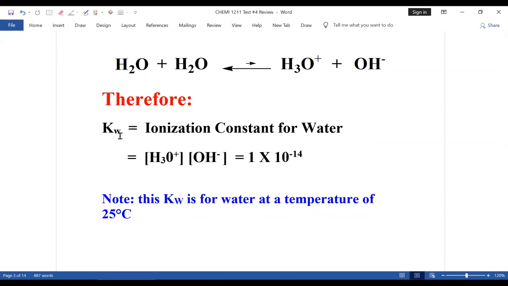And I will give you that the hydronium ion concentration times the hydroxide equals 1.0 times 10 to the minus 14th. And this is at room temperature, which is what we mostly live at. And this I'll give you, but it's an important concept to understand.